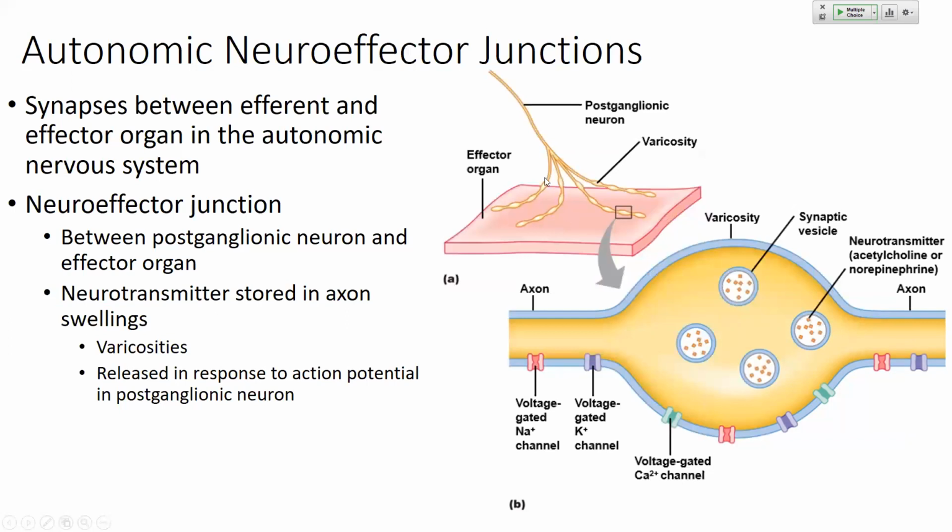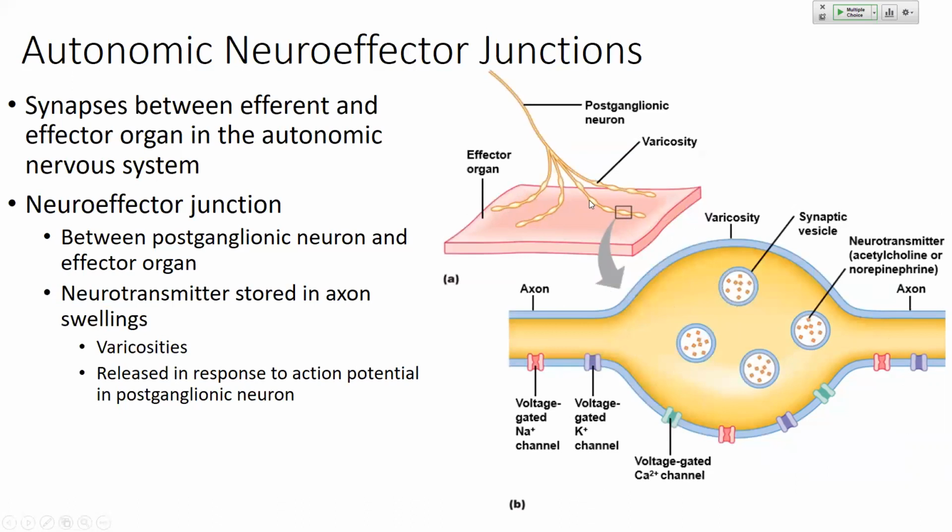And as a result, the neuroeffector junction is not a traditional synapse. It's very different. It's not one neuron talking to another neuron. But what we have are the several axon terminals of this postganglionic neuron coming in contact with this effector tissue, whatever it is. Let's say it's a piece of cardiac muscle. So all of these axon terminals have some swellings on them, and then they come in contact with that effector tissue.